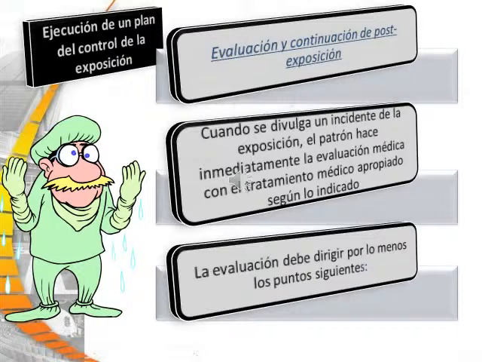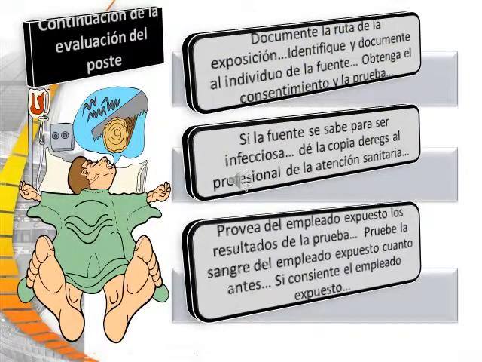Post-exposure evaluation and follow-up. When an exposure incident is reported, the employer immediately makes medical evaluation with appropriate medical treatment as indicated. The evaluation should address at least the following items. Document the route of exposure. Identify and document the source individual. Obtain consent and test. If the source is known to be infectious, give a copy of the regulations to a healthcare professional. Provide the exposed employee with the test results and test the exposed employee's blood as soon as possible, if the exposed employee consents.